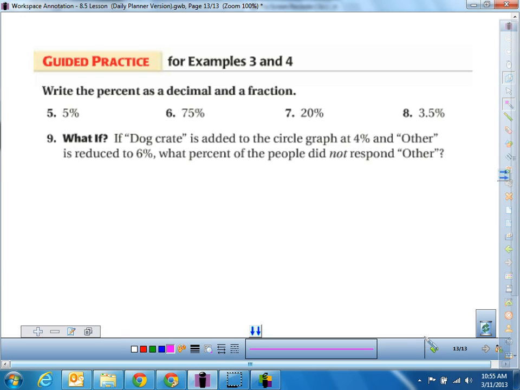But here's the last part. I want you to do these 5 problems for tomorrow, and we'll check them when we get to school.